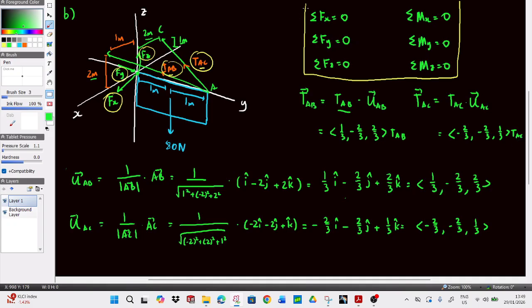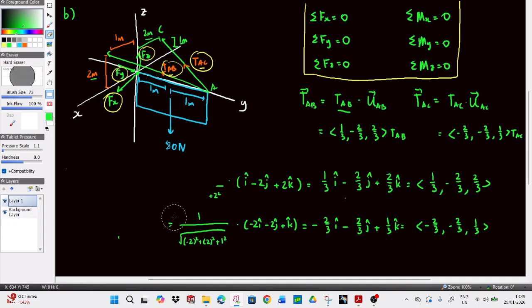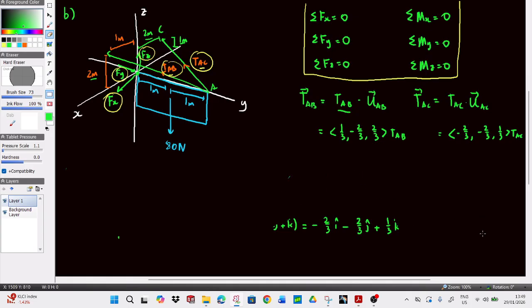Okay, so upon erasing all that, we start erasing everything, by the way. So let me just erase this real quick. So you already got your TAB and TAC, which is good. And now we can express our equations of equilibrium. So let's start with our summation of Fy equals 0. Actually, no, not Fy, sorry. I want to start with Fz actually. So summation of Fz equals 0.